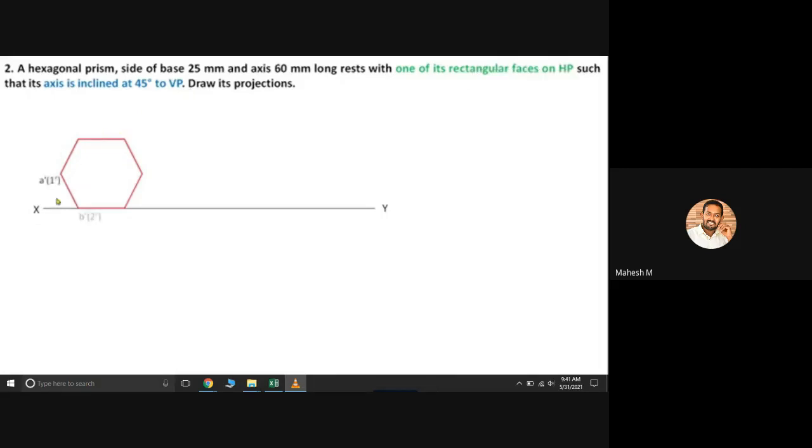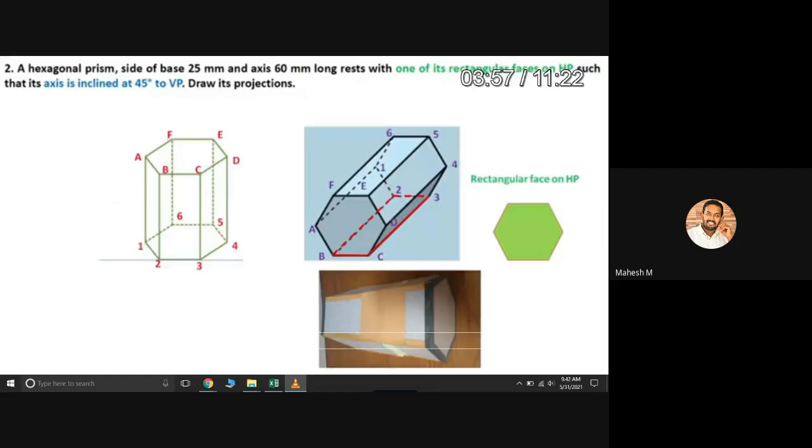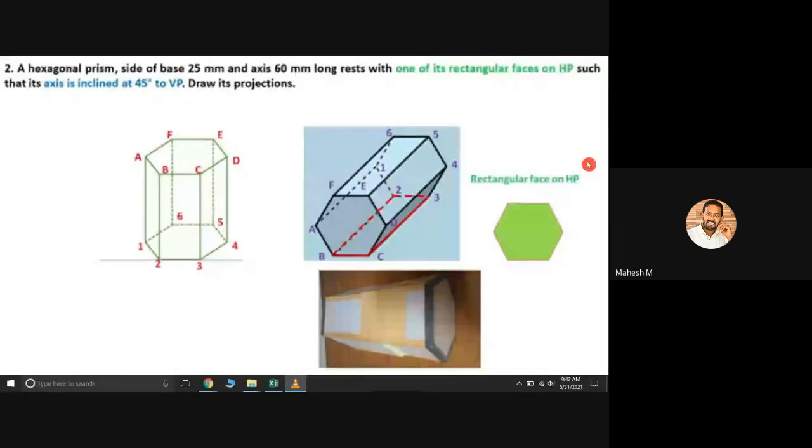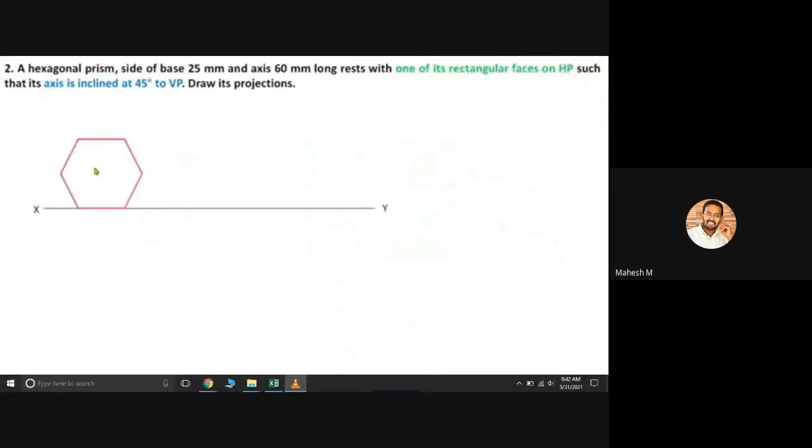Okay, so the notation should be, please look at your previous 3D diagram. This is our 3D diagram. If you are looking from the front view direction, you can't see the top surface or the bottom surface. So your notation should be a of 1, b of 2, c of 3, d of 4, e of 5, and f of 6.